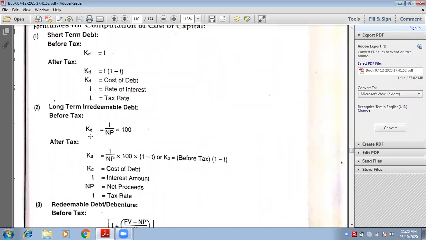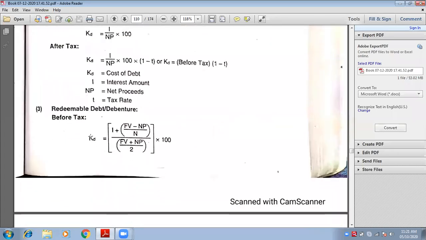Okay, what is the after tax formula? The whole formula will be the same: I upon NP into 100. Just add one thing, 1 minus T. That's it. Okay. Let's come to the next formula.